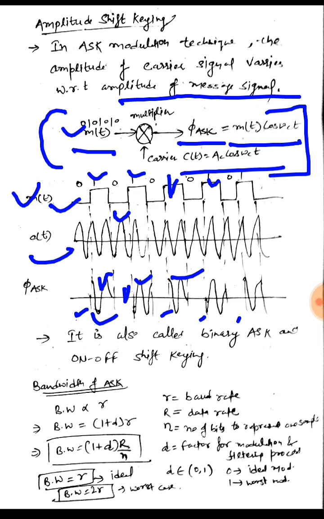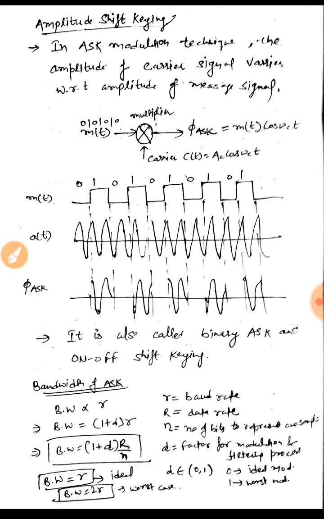It is also called binary ASK, as we are using only one bit at one time to represent our signal, that is 0 or 1. It is also called binary ASK, and also on-off shift keying, as for the on signal, that is for high signal, we are getting the information, and when the signal is 0, we are getting nothing. So this is how the information would be transmitted.